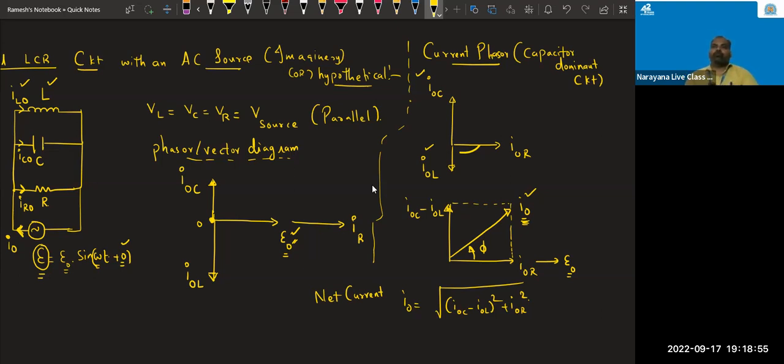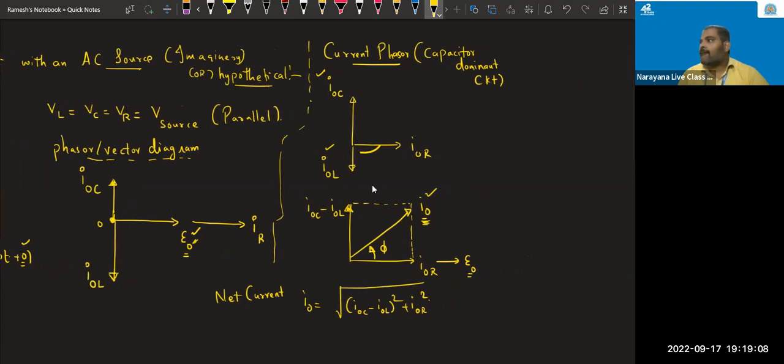Then divide by potential difference. We can multiply, you won't get anything. Okay. Power. Shall I slide?